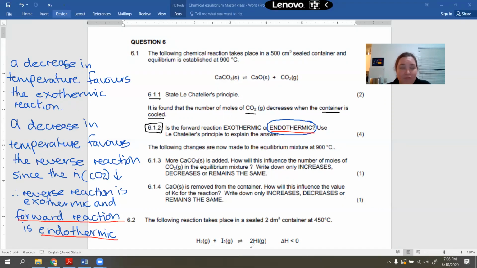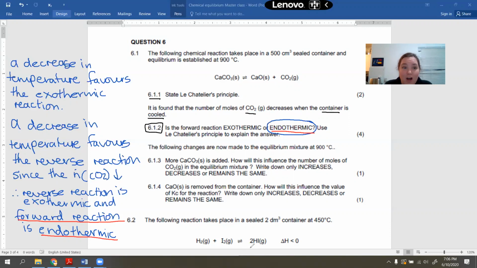If you don't have that line, you've got 0 out of 4. It doesn't matter what else you've written down. If you have not written down that the forward reaction is endothermic, according to the way exams were marked at the end of last year, if there is no answer at any point, or if you've written down the wrong answer, we don't mark anything else.